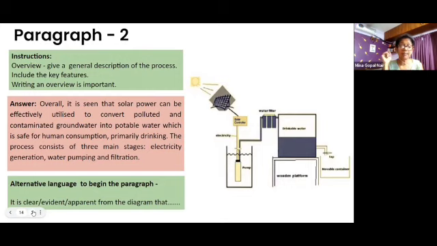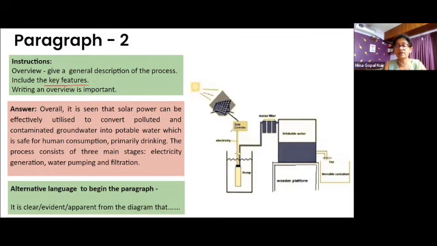Now coming to the second paragraph, which I said is the overview. In the overview, you can give a general description of the process. You can include the important features. Now, how do you do that? What I have done here is I have included the main processes. I have identified electricity generation, pumping of water, and filtration of water as the three main processes which result in production of drinking or drinkable water. So let's see how it has been phrased.